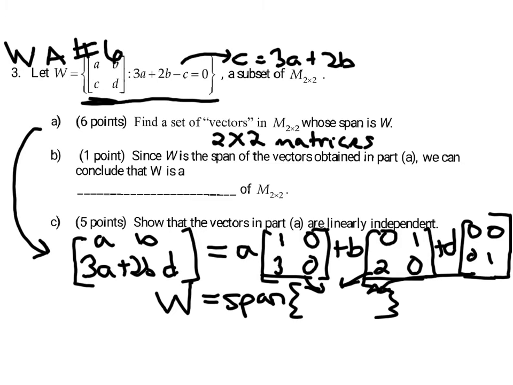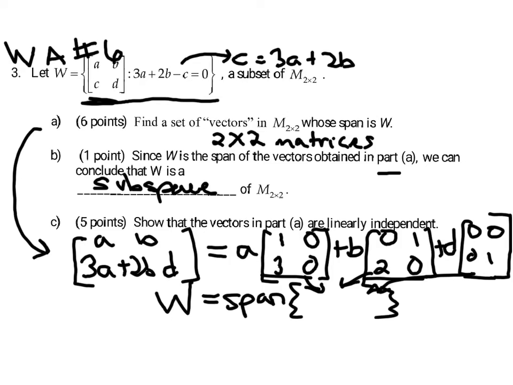What I was after in part B, since W is the span of vectors that belong to W, then you can conclude that W is a subspace. That's what I was really looking for. So a span of vectors within M2x2 will always be a subspace of M2x2. Anytime you have a vector space and you take a collection of vectors from that vector space, the span of those vectors will always be a subspace of that original vector space. So that's what I was going after with 3b there.